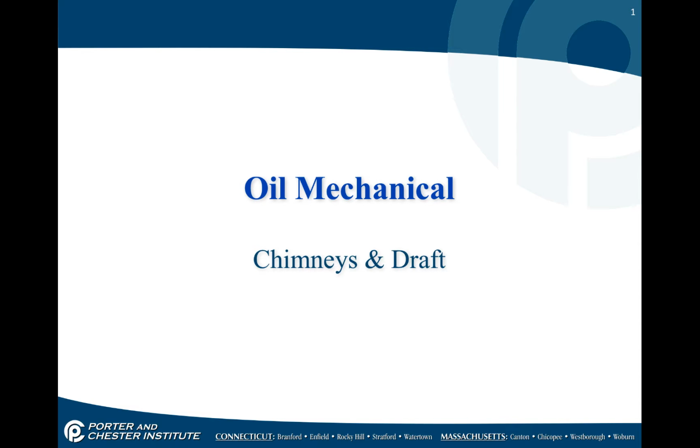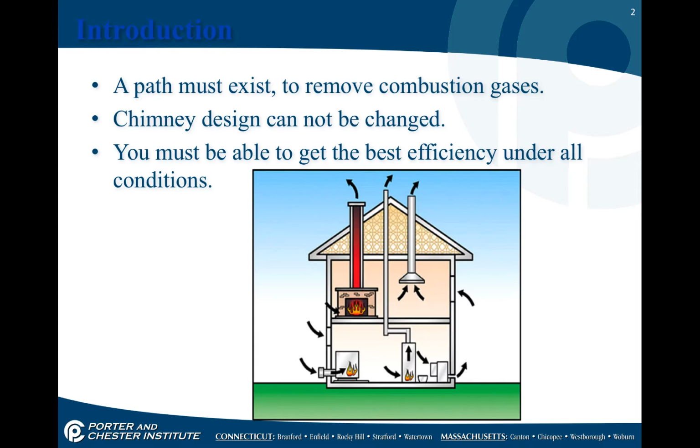In this presentation, we're going to be talking about chimneys and draft with respect to oil furnaces. Draft is probably one of the most important things that you can have in an oil furnace, and it is also one that is in part controllable by you, and in part controllable by the contractor that built the building, and in part controllable by nature. So there's three paths that exist here, but basically draft is proving that there's a path that exists to remove combustion gases from the house.